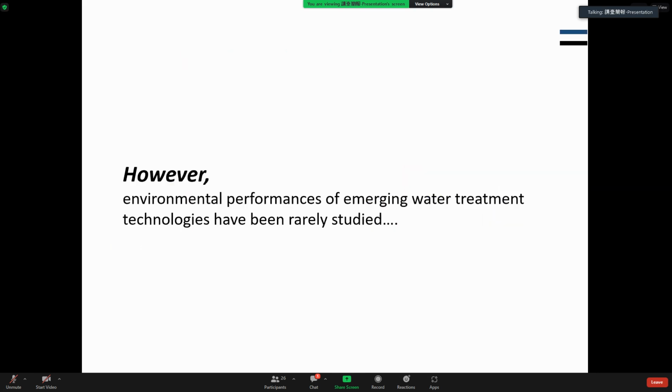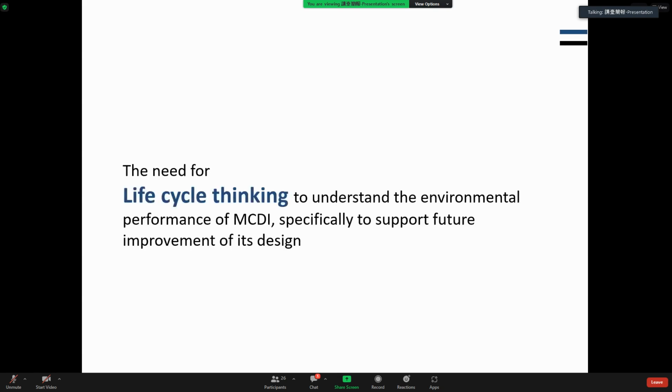However, the environmental performance of emerging water treatment technologies, including MCDI, CDI, or any type of CDI, has rarely been studied. One of the keynote speakers mentioned earlier this morning that we definitely need the LCA person. I am the LCA person right here. So there is a need for life cycle thinking to understand the environmental impacts or environmental performance of all the systems we study, especially to support future improvement of their design. I'm going to show you some of the cases that we have found.